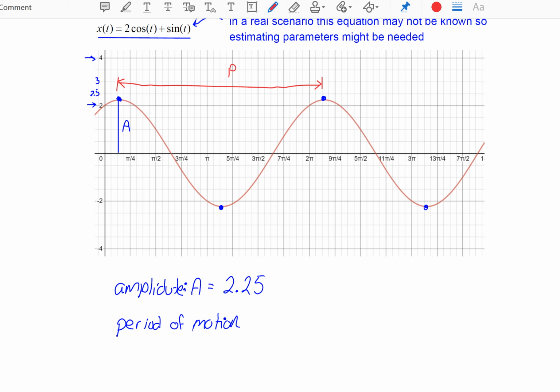And so when I look at this, it looks like it's maybe about pi over 4 here, a little bit before 9 pi over 4. Well, I think technically from pi over 4 to 9 pi over 4, that's 2 pi. And it looks like it starts a little bit before the pi over 4, and ends a little bit before the 9 pi over 4. It kind of looks like this period is 2 pi. So the period of motion, we should be able to say, is P equals 2 pi.